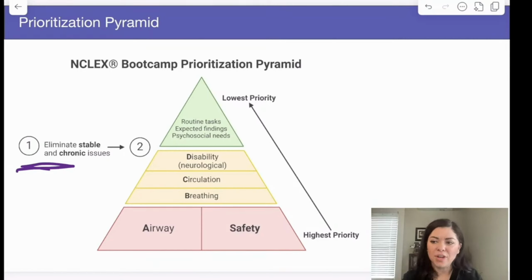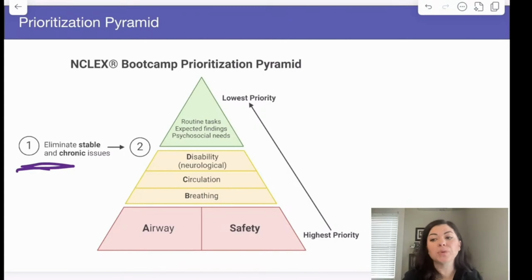Let me give you an example of those. A stable client is a client that perhaps has a sprained ankle and good pulses. There's nothing that would indicate that client has any type of life-threatening risk or urgent need. Whereas a chronic issue might be a client with advanced COPD who has a pulse oximetry reading of, let's say, 93%. Would we expect a client with advanced COPD to have a pulse oximetry reading of 93%? Yes or no? I'm saying yes. Typically, these clients are going to have much lower pulse oximetry readings than a client without any type of respiratory illness. So this is a chronic issue that typically is not going to be too concerning.